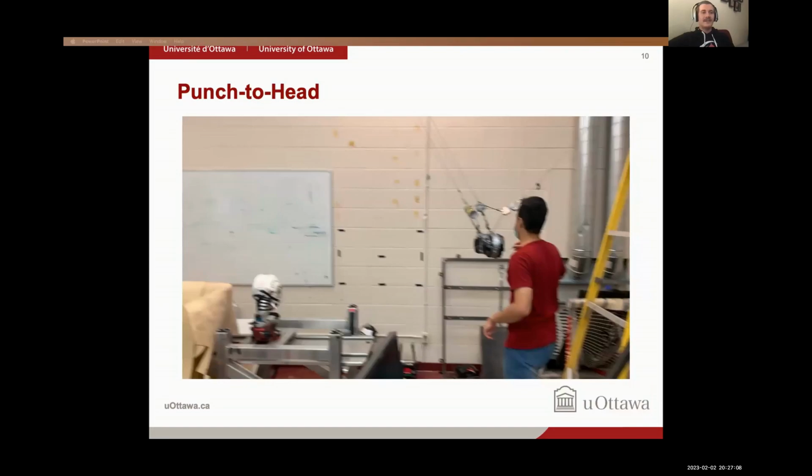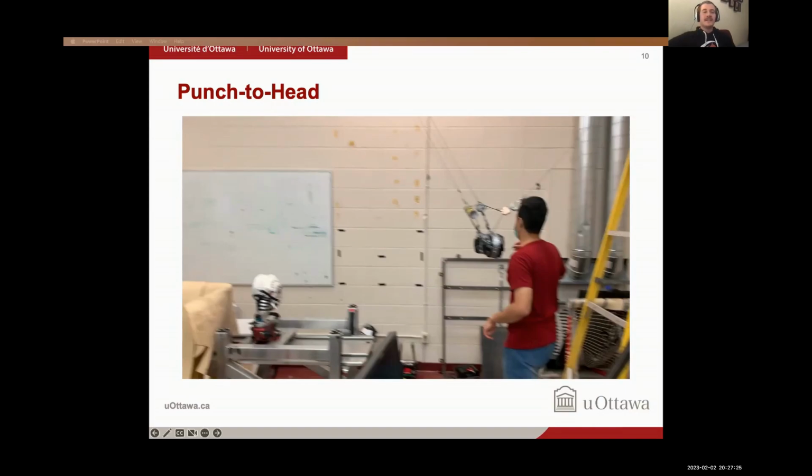And next here, we have an example of a punch to head event. This one was performed at 3 meters per second, and this is using the pendulum impactor. The glove here is actually weighted using some steel anvils. And what we do is we weight it till we reach our desired mass.